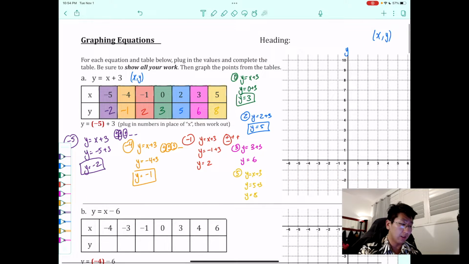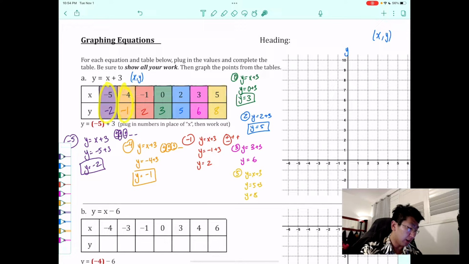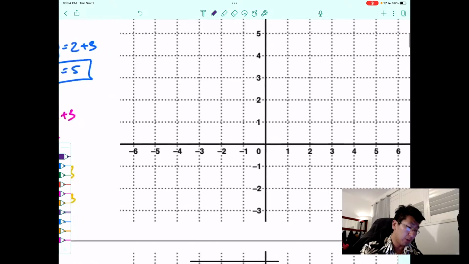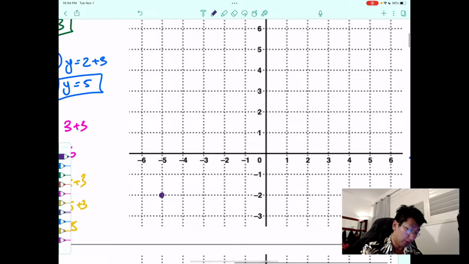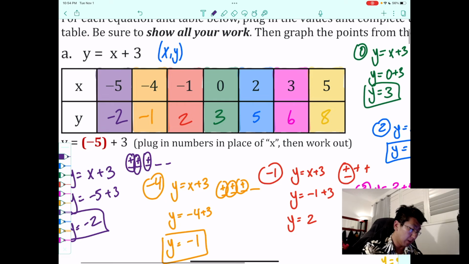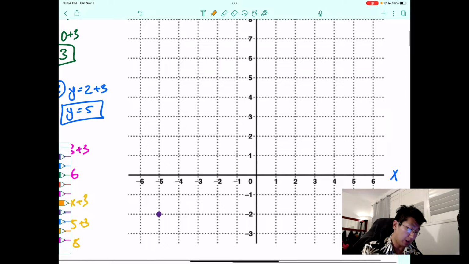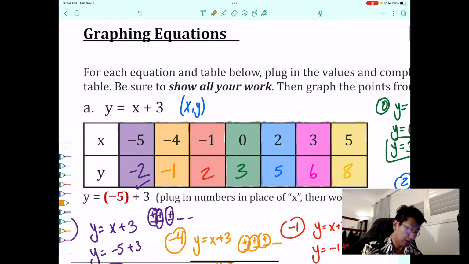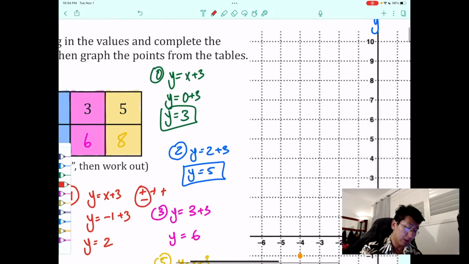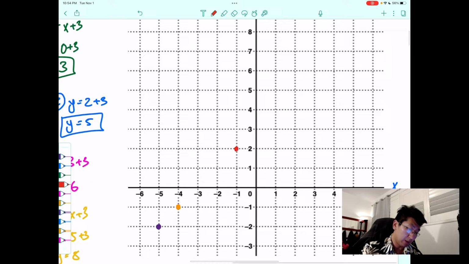And so what I can do now that I have ordered pairs, I have 1, 2, 3, 4, 5, 6, 7 different points. I'm going to start with this purple one. X value is -5, Y value is -2. Right there, -5, -2. So I'm going to go find -5, -2. That's our first point. Check. -4, -1. This is right here, -4, -1. So go to -4 on x, -1. Done. Check. Red. -1, 2.